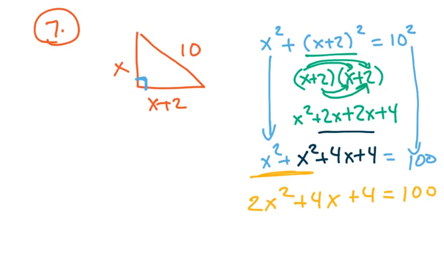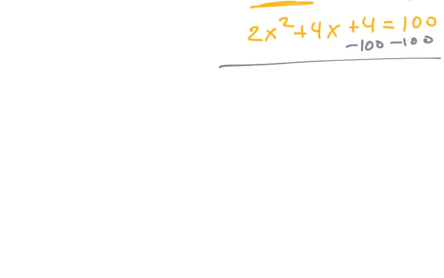Now, what's important here, and hopefully this is making sense, is that anytime you have three different terms, so 4 and 100 are kind of the same sort of term, it's three different terms, you know you have to get one side equal to 0. So what I need to do now is subtract 100 from both sides, and that will easily get one side equal to 0.